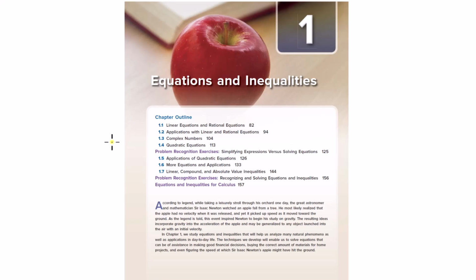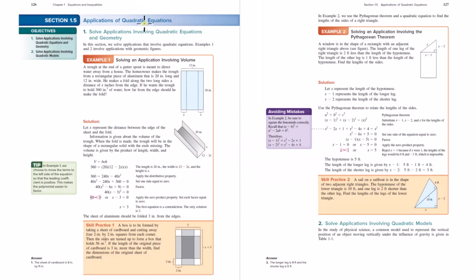We're continuing with Chapter 1 of the College Algebra textbook, and in this video, we're going to go through Section 1.5, Applications of Quadratic Equations. Okay, applications of quadratic equations. This first section is talking about quadratic equations and geometry, so solving for something related to geometry.